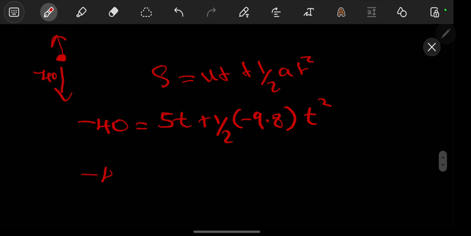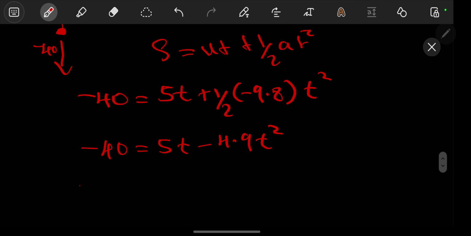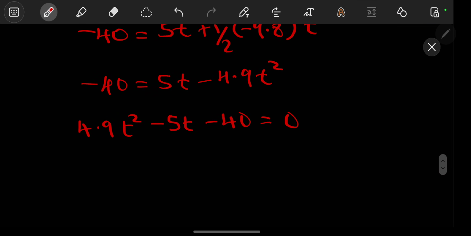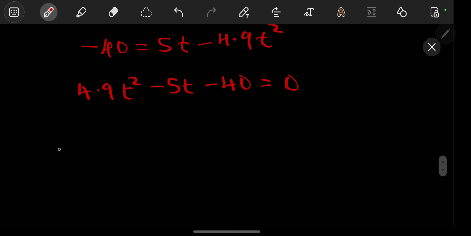So reducing this, we are going to have negative 40 should be equal to 5t. Half times 9.8 will give us negative 4.9 t squared. So taking this value to this side, we are going to have 4.9 t squared minus our 5t minus our 40 should be equal to 0. If you reach this stage, find your value by using the quadratic formula. Since this is squared, this is t, this is a number without t.